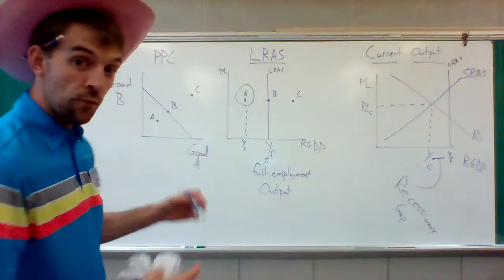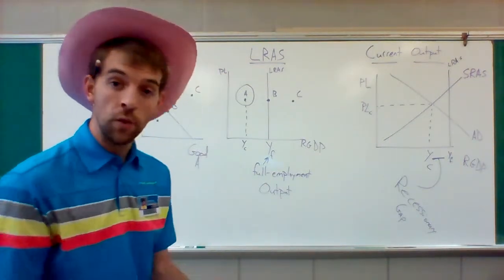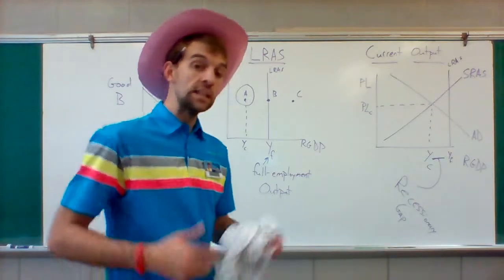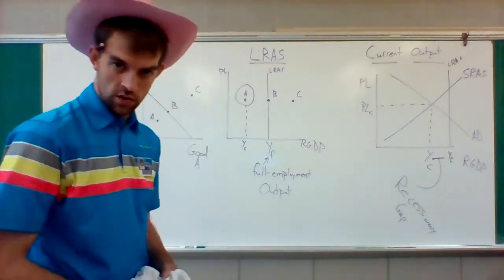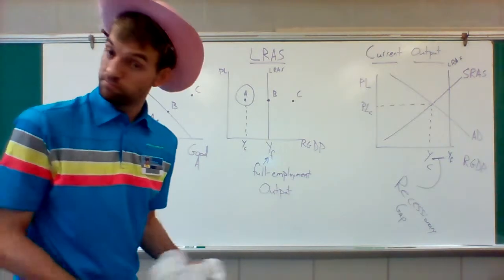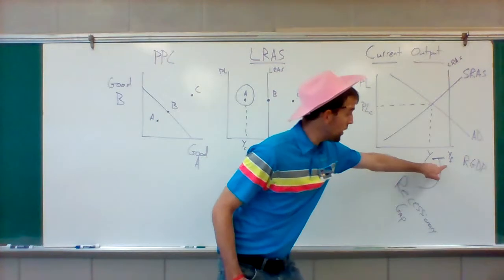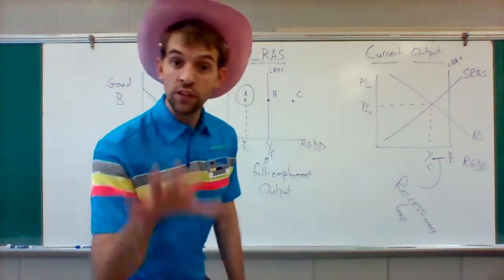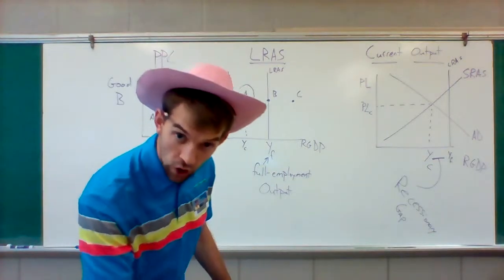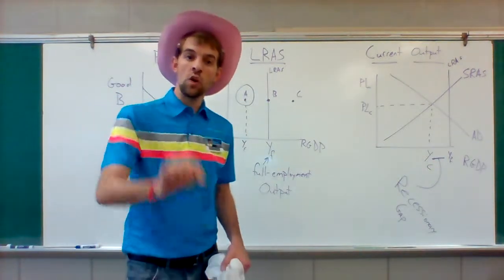Notice, if we are currently at YC, what is true about our unemployment rate? Is it above the natural rate or is it below the natural rate? We know that our output is below normal. So if output is falling, real GDP is falling, that means unemployment must be rising. Here's what I'm going to do. I'm going to turn the video off.